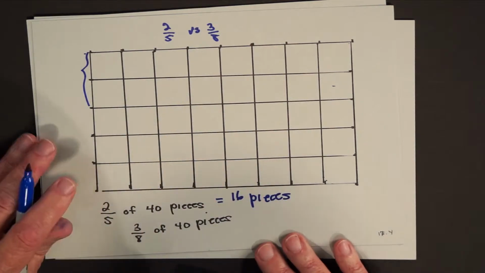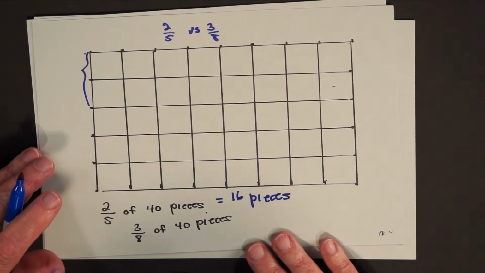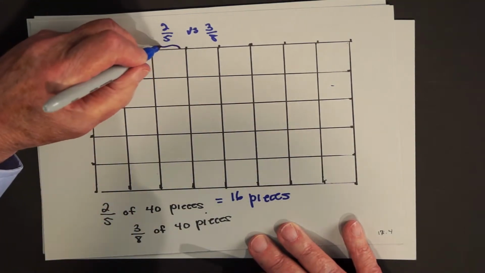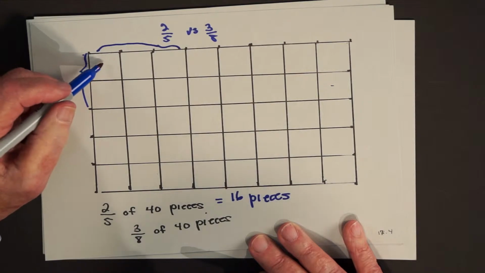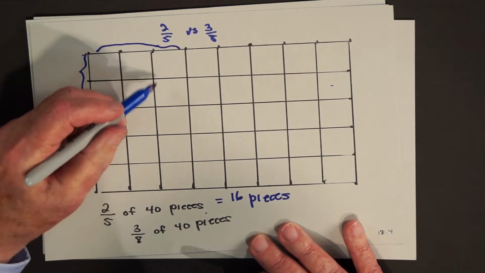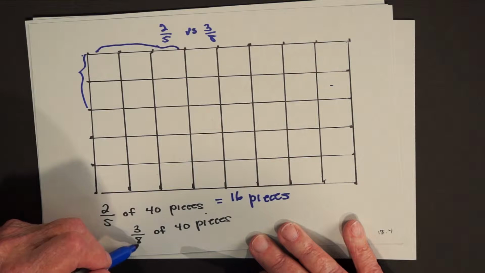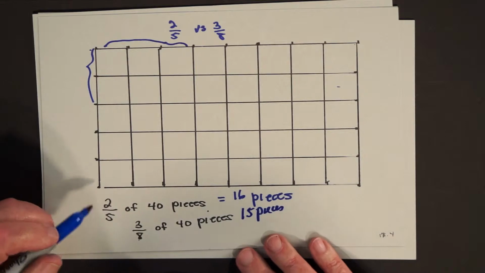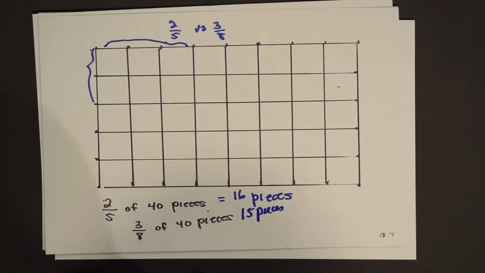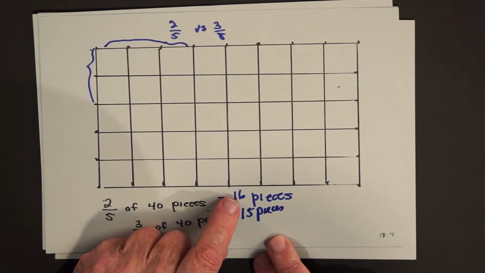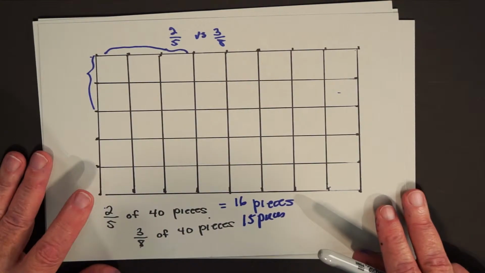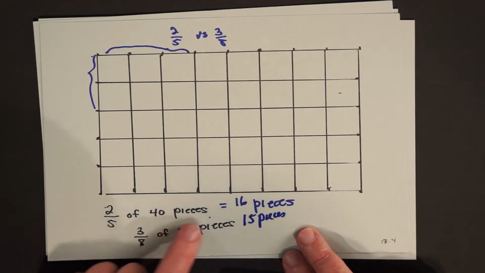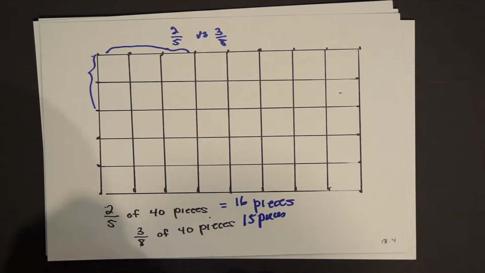And what would 3/8 of 40 pieces be? Well, the eighths are going this way, so we want 3/8. Each eighth is 5 pieces, since 40 divided by 8 is 5, and we're taking 3 of those, which is 15 pieces. Now, we couldn't compare the 2 and the 3 because they were modifying different nouns. But we can compare the 16 and the 15 because all the pieces are the same size. So 2/5 of 40 pieces is 1 piece more than 3/8 of 40 pieces.